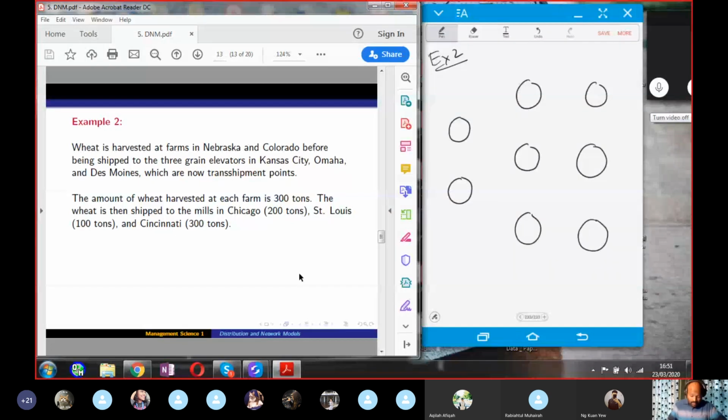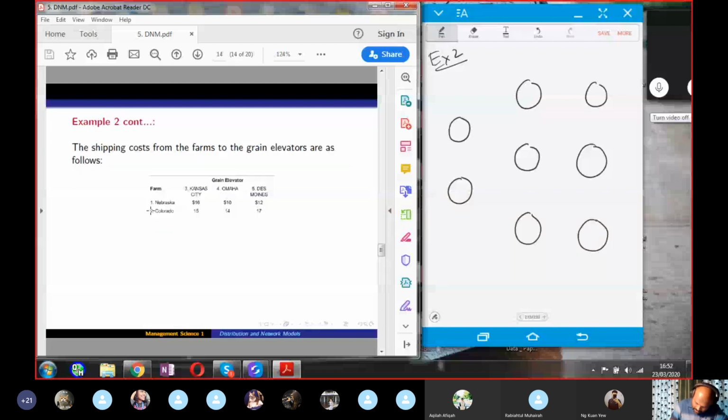Now, the supplier here, in this question, they call it a farm. You can see here, Farm 1, Farm 2. So I put here F1, F2. The middleman here, the warehouse, they call it grain elevator. So I put it as G1, G2, G3. And the customer here, they call that mill. So M1, M2, M3.